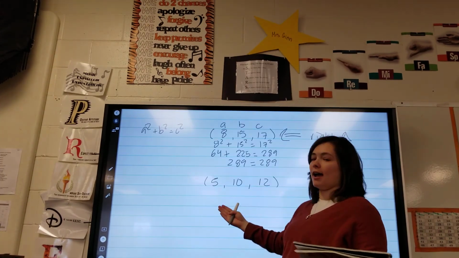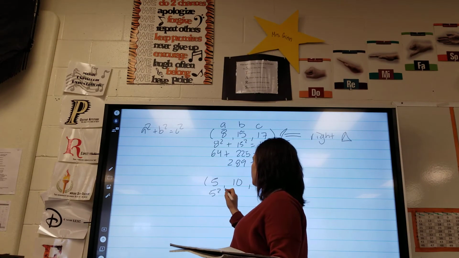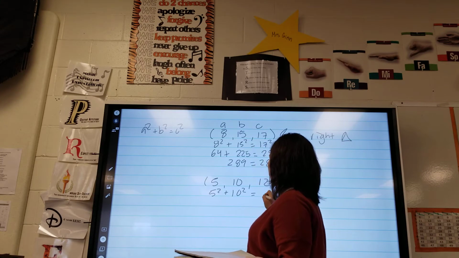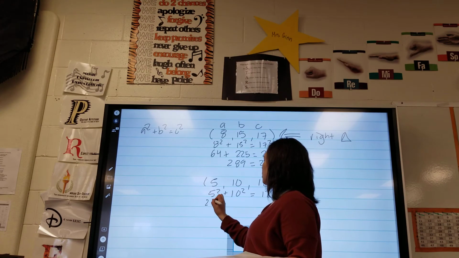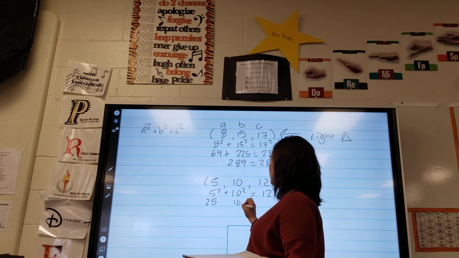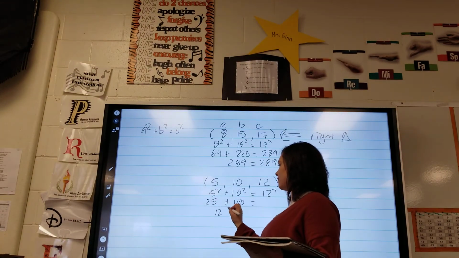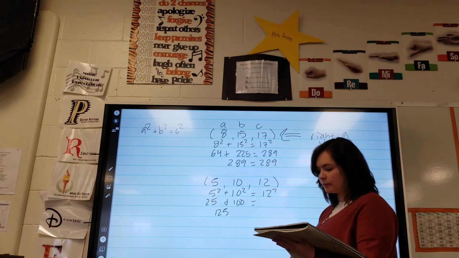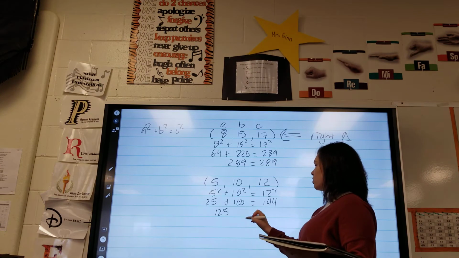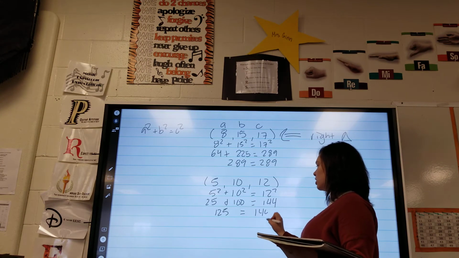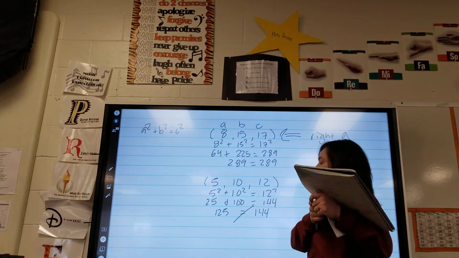What about this guy? Let's do the same thing. So we're going to use our theorem. 5 squared plus 10 squared is equal to 12 squared. Let's see if it works. I know 5 squared is 25. I know 10 squared is 100. That combined is 125. That's easy. Okay, we'll just do that first. But 12 squared is what? 144. So does 125 equal 144? No. Therefore, it is not a right triangle.